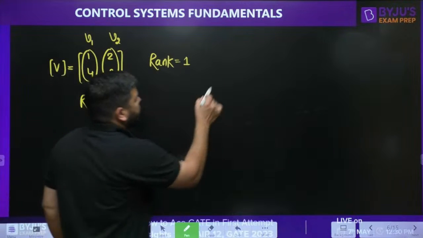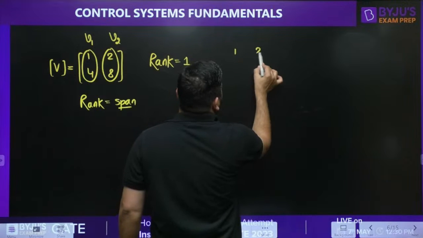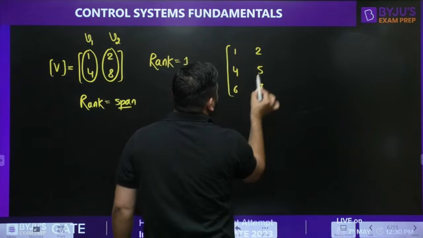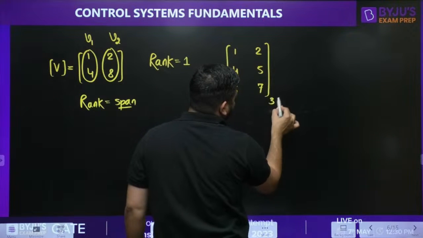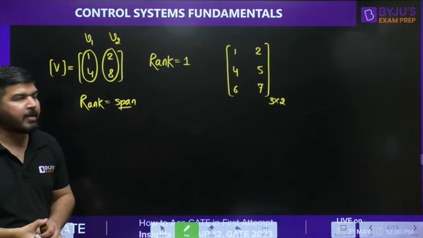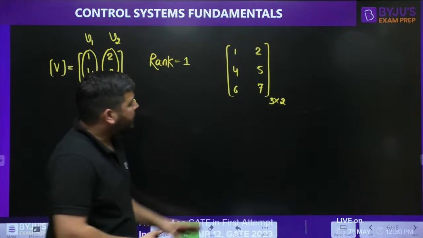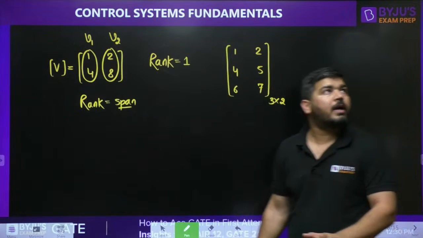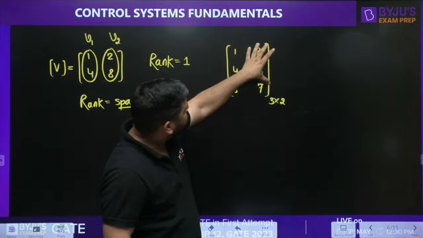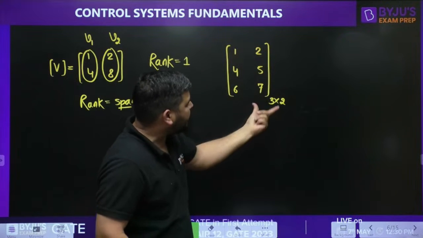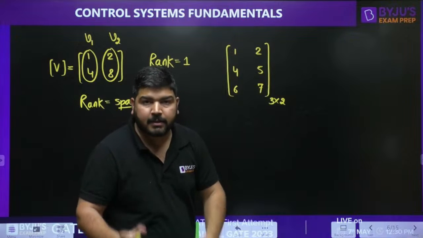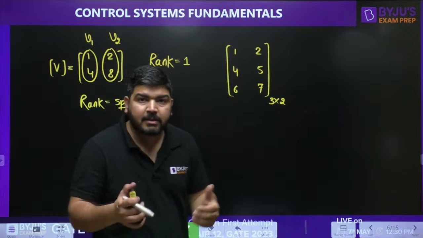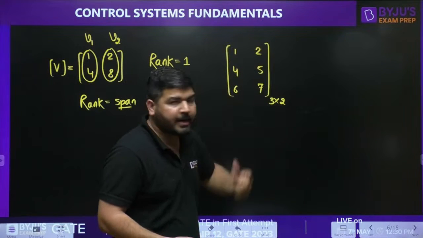Let's say I have a matrix: 1, 2, 4, 5, 6, 7. Let's say this is the matrix. So now you can see that the order of the matrix is 3 rows, 2 columns. Now we need to calculate the rank. First of all, rank is defined for a square matrix. So first thing is, you have to make a subset of this bigger matrix, and that subset has to be a square matrix. The biggest square matrix you can capture from this matrix is a 2 by 2 matrix.